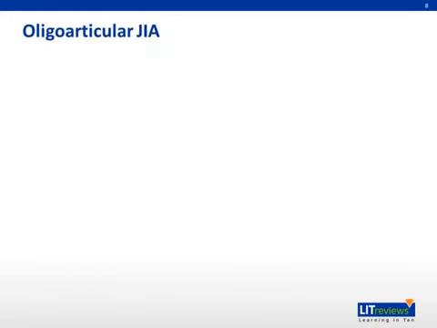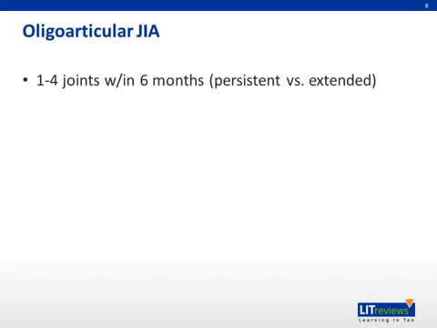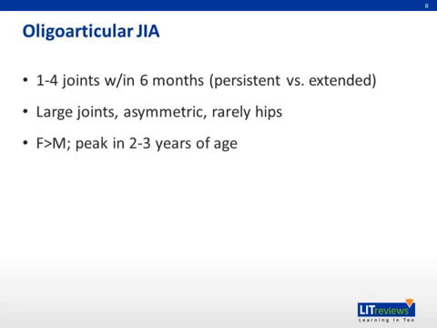The first type is Oligoarticular JIA, which is the most common form of JIA, occurring in 50% of children with JIA. This is previously referred to as Polyarticular arthritis and is arthritis involving less than 5 joints after 6 months' time. Usually larger joints such as knees and ankles are asymmetrically involved. It is rare for the hips to be involved. Oligoarticular arthritis usually presents in toddlers and preschool-age kids.